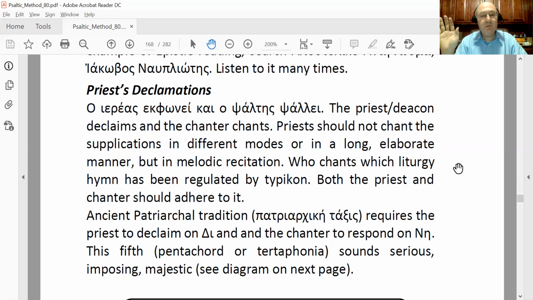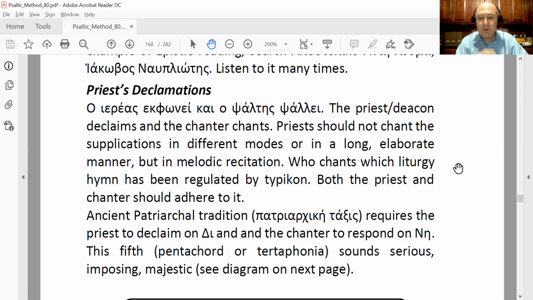It's not allowed to chant in anything other than the diatonic genus or the chromatic genus of the second ichos. Nothing else. Sometimes some priests, when we chant the liturgy in plagal first mode, chant the supplications in plagal first. But the traditional way of doing it is what I am going to be showing you very, very soon.